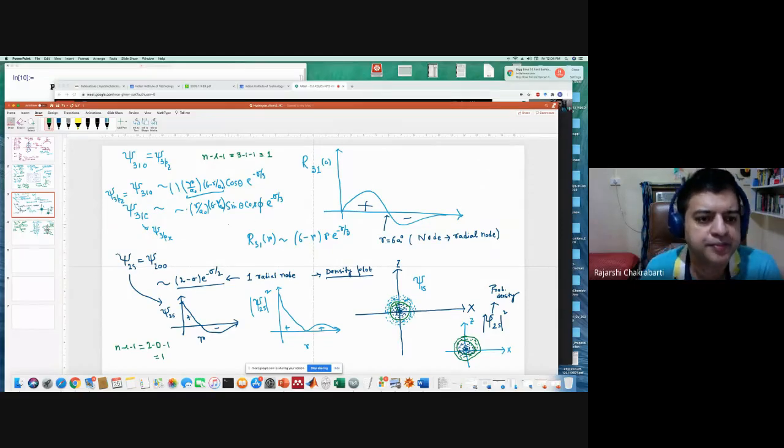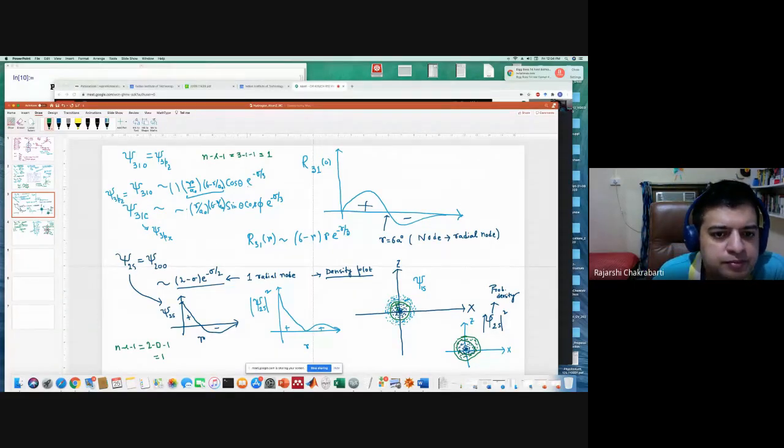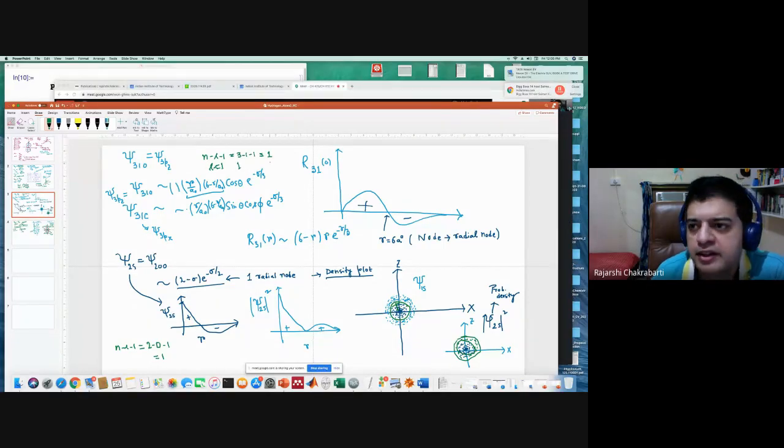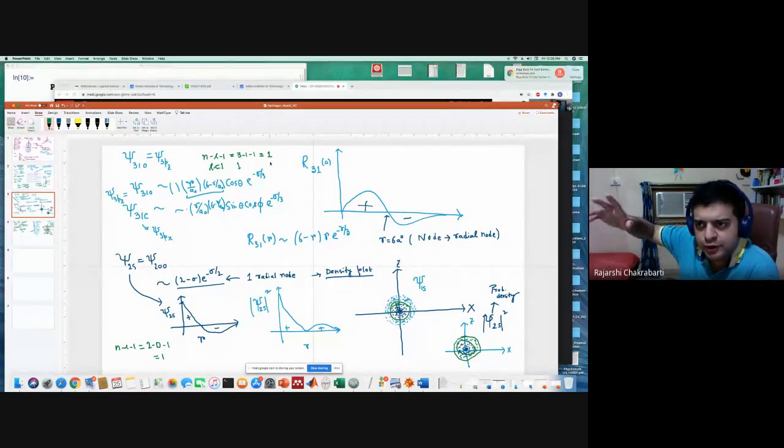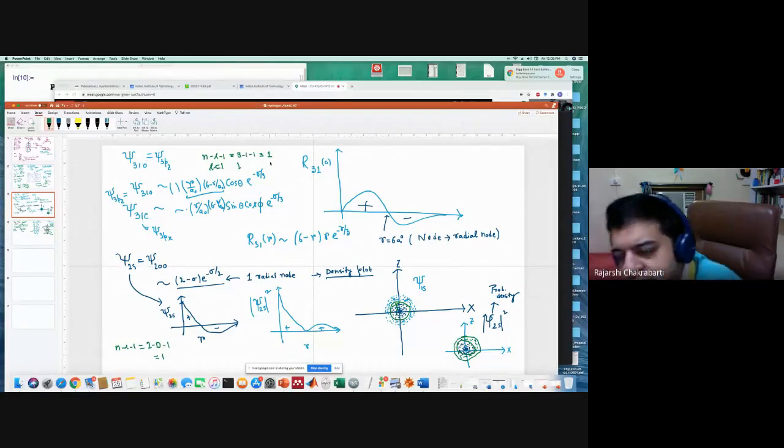For 3pz, what is the value? 3pz, L is 1. L is 1, no? How many angular nodes? Only 1. Because cos theta at 90 degrees gives you an angular node, okay? That is your xy plane. So like in z axis, for px also there will be another plane. And for pz also, py also there will be another plane.